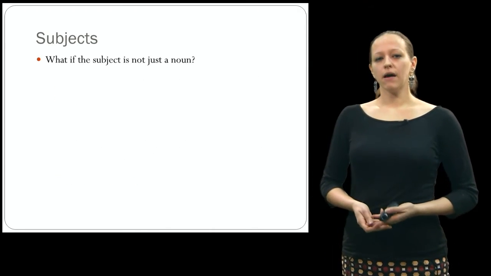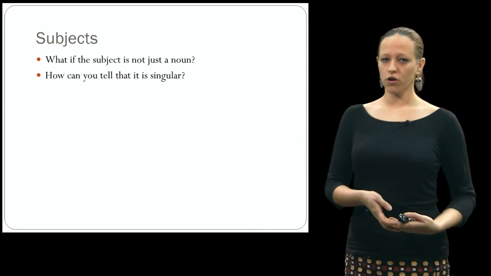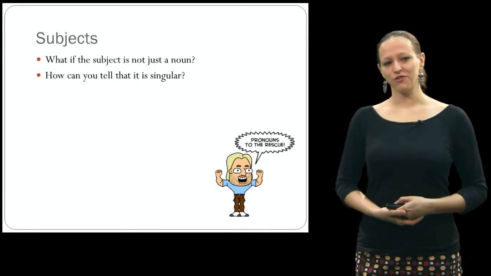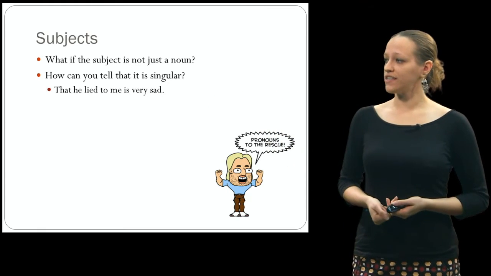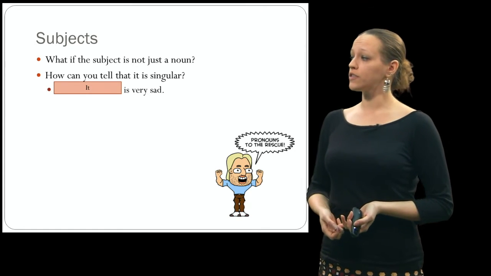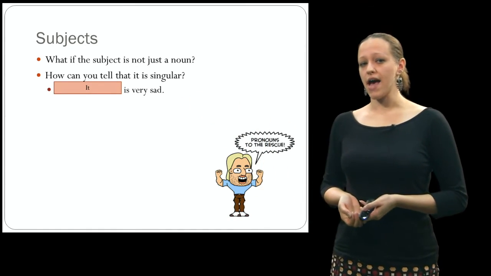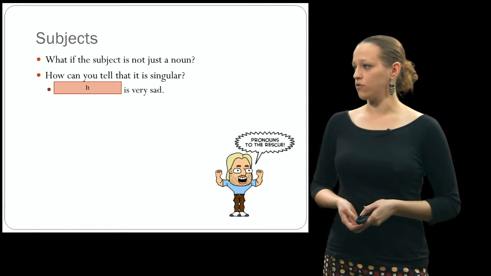So what if the subject is not just a noun? How can you tell whether it is plural or singular? And here the pronouns come to the rescue. If you have a sentence, for example, that he lied to me is very sad, you can replace this whole phrase, this whole clause by the pronoun it. And then you will have it is very sad. You see that it is singular, the verb also has to be singular.